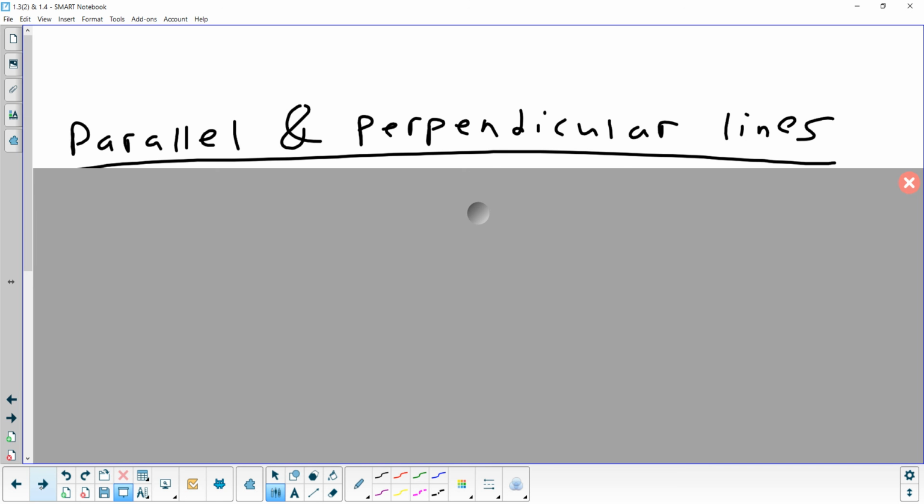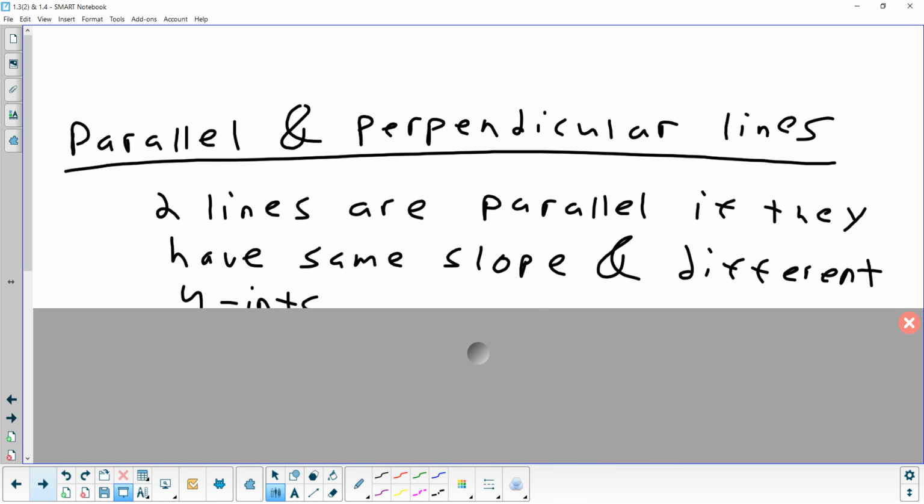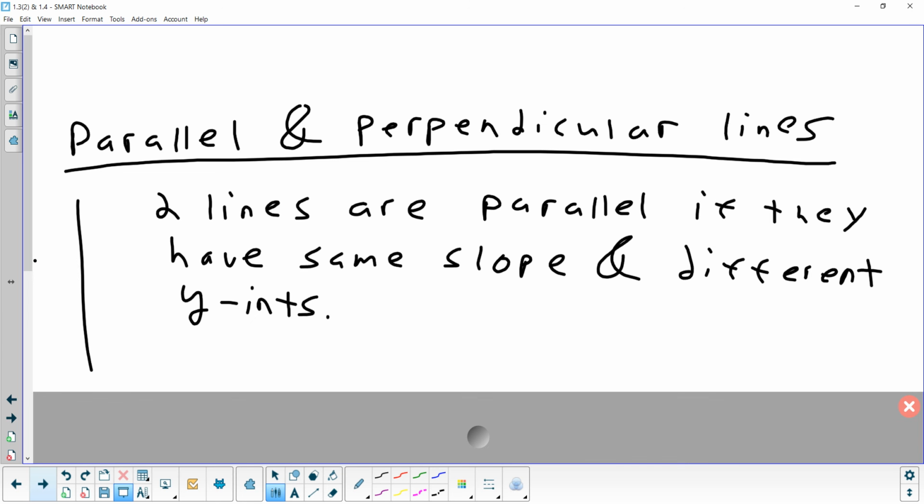Okay, parallel and perpendicular lines. If two lines are parallel, what do we know about them? Actually, they have something that's the same and something that's different. What's the same? Same slope, and different y-intercept. Can't be same slope, same intercept, then it's the same line. That's not parallel. But parallel lines have the same slope, different y-intercepts. Maybe something like this.